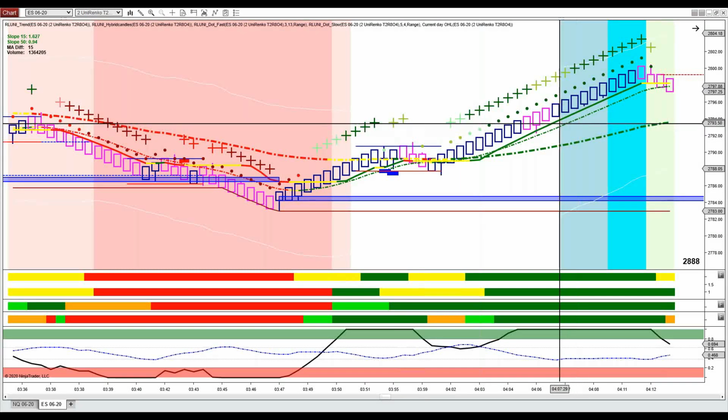The different color halos is order flow. That's the halos.